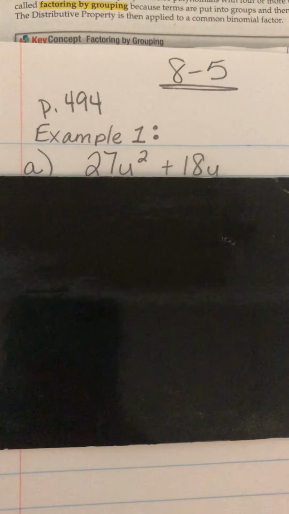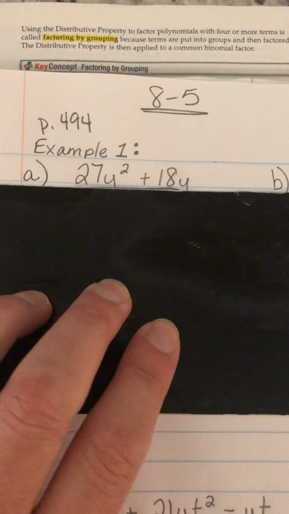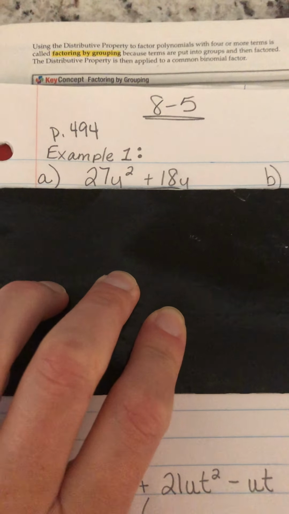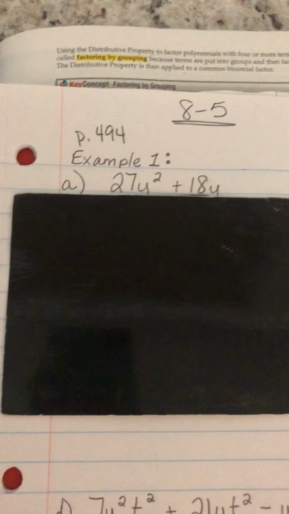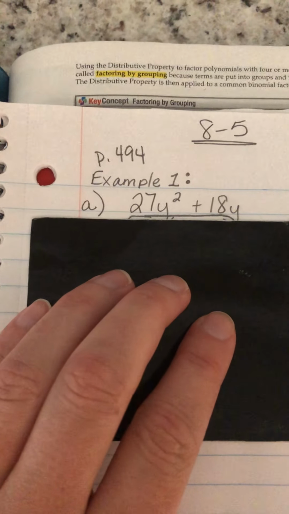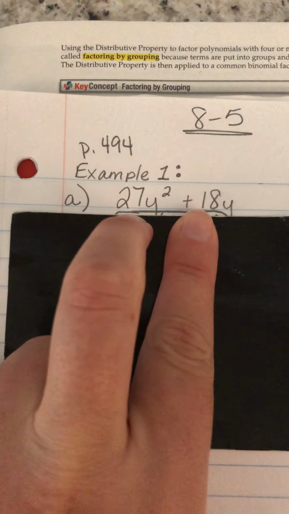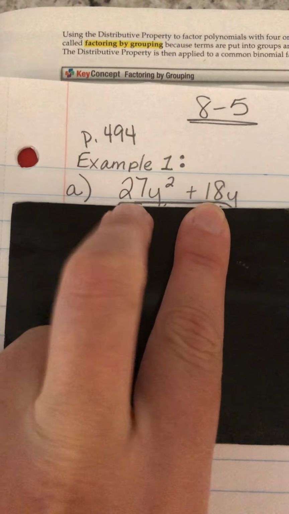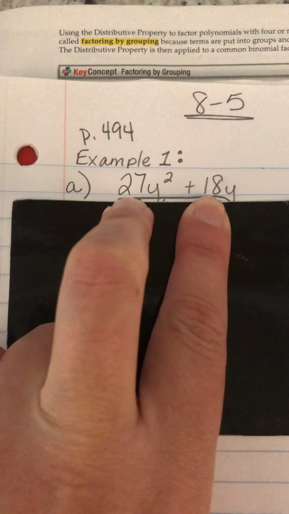All right, so the first example, again, like I said, they're on page 494. I'm just using those 4 problems there. So you're going to be given a polynomial, and it's all about greatest common factor. You want to factor out the greatest common factor that you see in all the terms. So, focusing on the coefficients here, the numbers here, the greatest common factor of 27 and 18 would be 9.